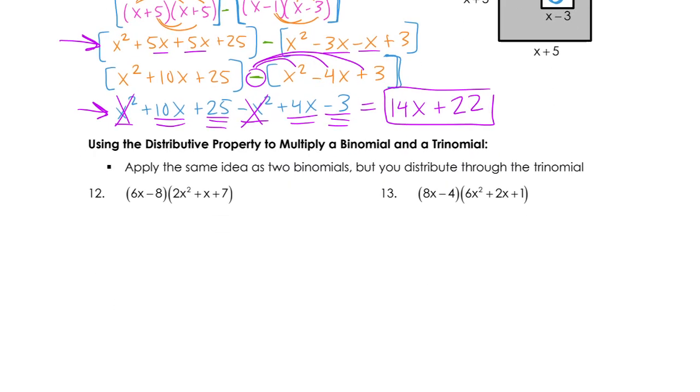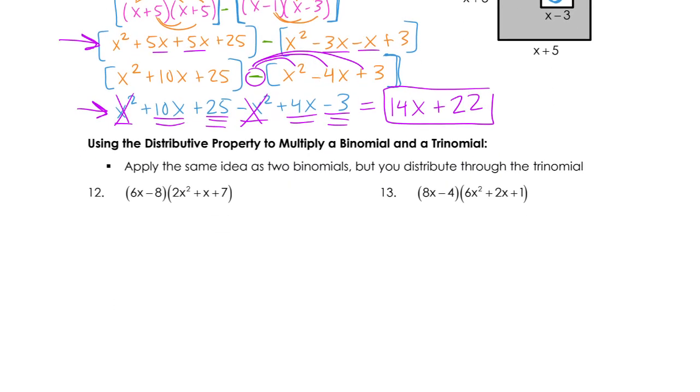Okay, last type of problem here. Now, you will see that we're going to multiply two polynomials together again. However, it's no longer a binomial times a binomial. It's actually, in this case, a binomial times a trinomial. So 2 terms times 3 terms. So you'll notice it says apply the same idea as 2 binomials, but just make sure you distribute through the trinomial. So the biggest thing I make sure I tell people when we do these problems is we can't FOIL here.